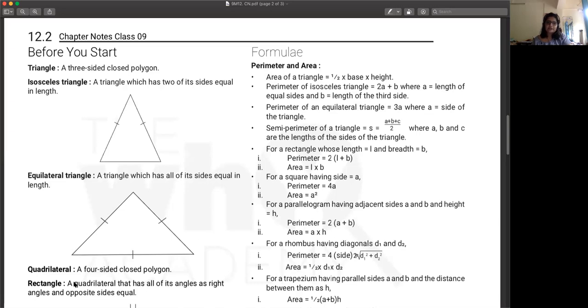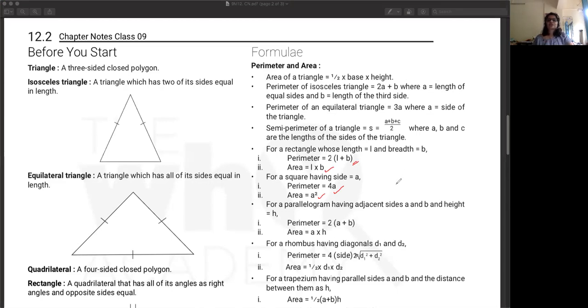Semi-perimeter of the triangle we just discussed: S will be equal to (A plus B plus C) by 2. Rectangle, perimeter of rectangle we've discussed. Area of the rectangle we've discussed. Square also, we've seen the perimeter and the area.